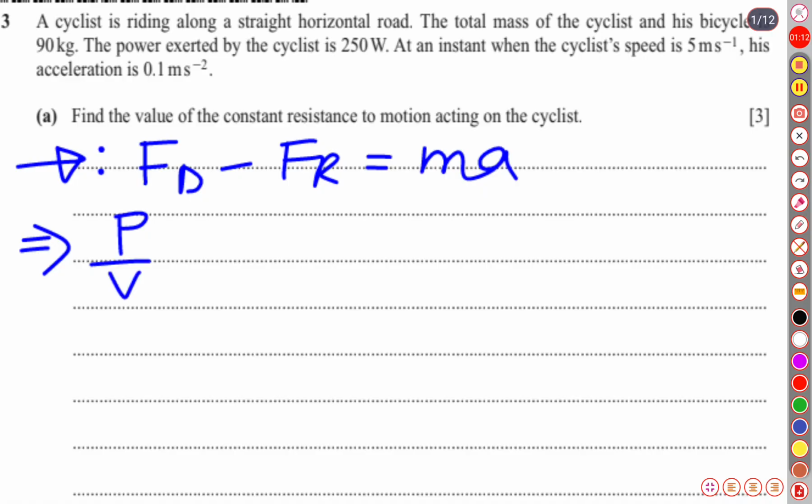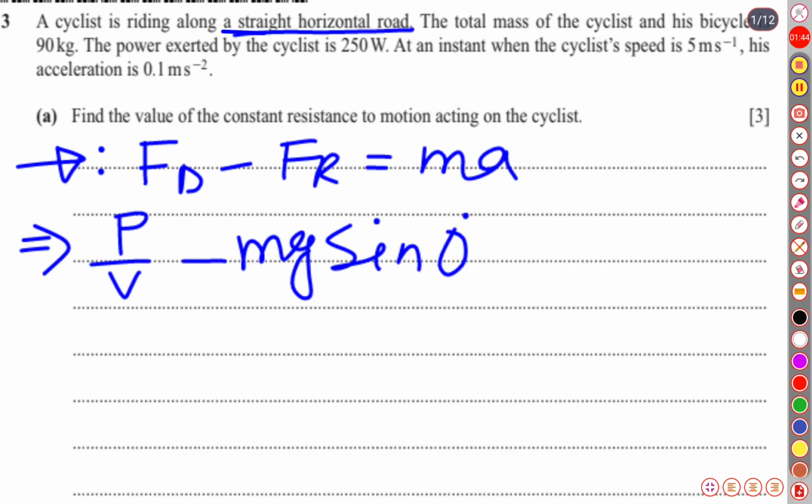Then the resistance to motion. Remember, weight should not be ignored. Weight causes resistance to motion, either as driving force or resistance force. We are supposing here resistance force. So the horizontal component of weight is mg sine 0 degrees. Why is it 0 degrees? Look at this. He is moving along a straight horizontal road. So in terms of the triangle, the horizontal road and the vertical line of the triangle are the same axis, the same line. That's why the angle is 0.